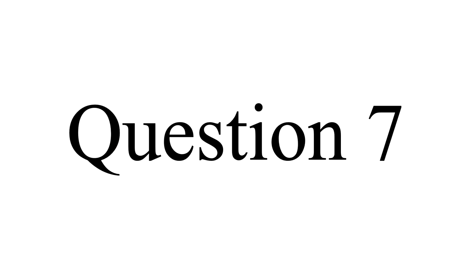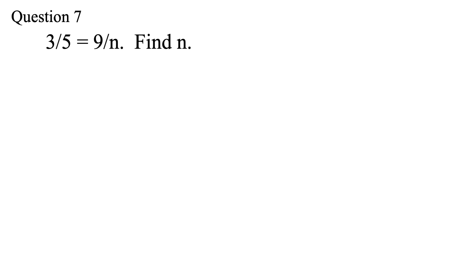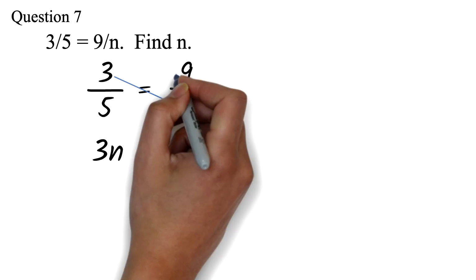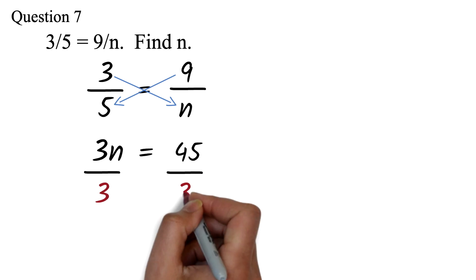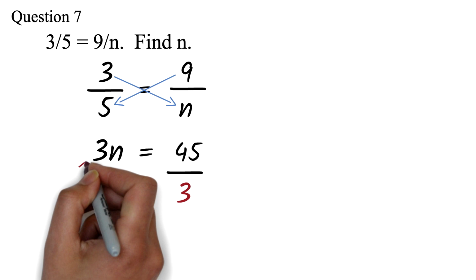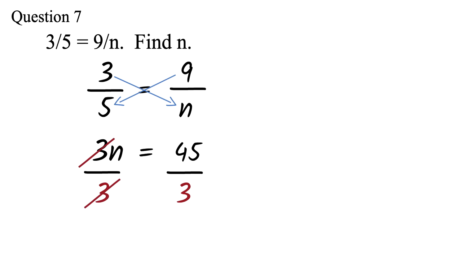Question 7. 3 over 5 equals 9 over n. Find n. This is a typical proportion setup. We will first cross multiply. 3 times n is 3n, and 9 times 5 is 45. We can now divide both sides by the 3. The 3 will cancel out. 45 divided by 3 is 15. So n equals 15.